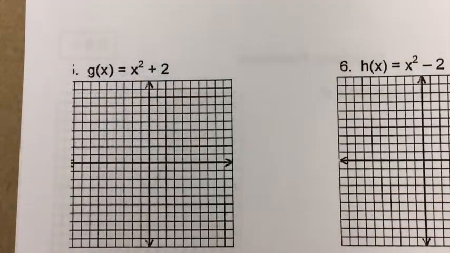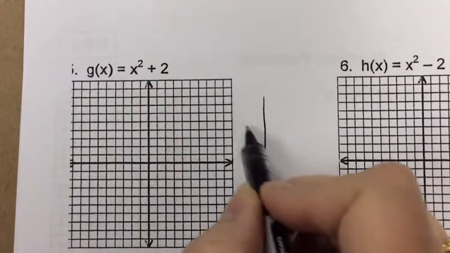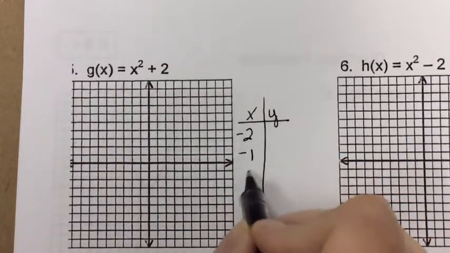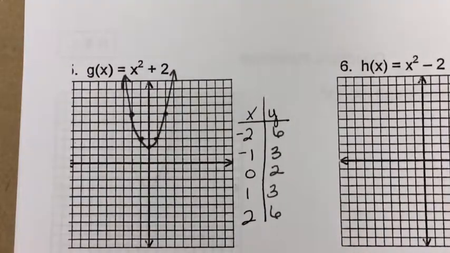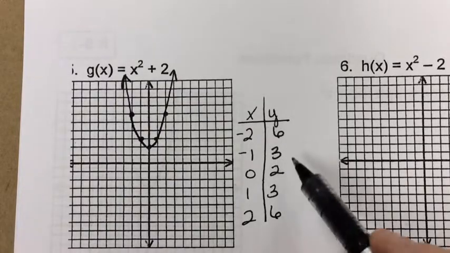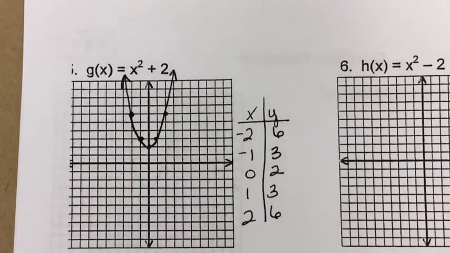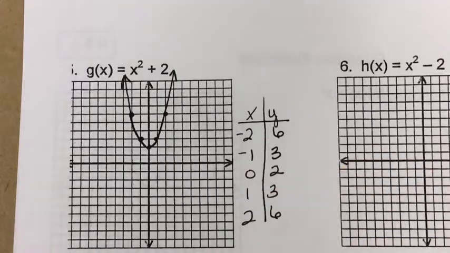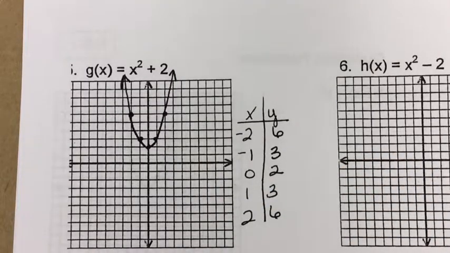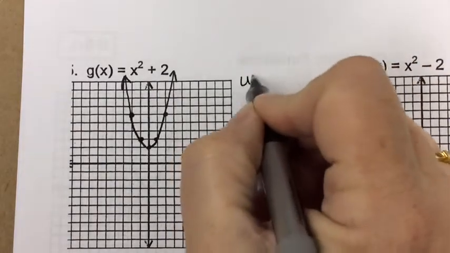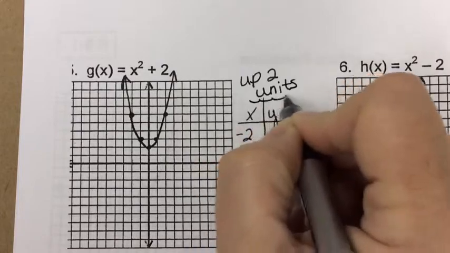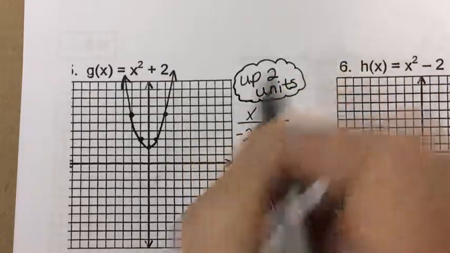Okay, for g of x equals x squared plus 2, we're going to do the same thing, but we're going to use negative 2, negative 1, 0, 1, and 2 again. I made my table. I graphed it, and it looks exactly like the parent function, only this time we moved up 2 places. We are going to go up 2 units, and that's the difference between this one and the parent function.